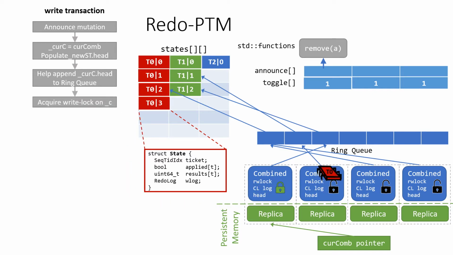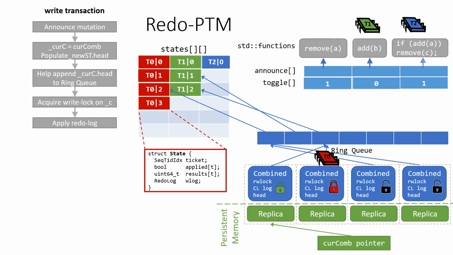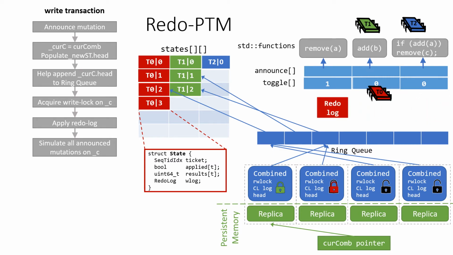Then it will search for an unused Combined instance and it will acquire its write lock to gain access to its corresponding replica in persistent memory. Then it will apply the redo log so that it brings it up to date to be similar to the replica to which the curComb pointer is pointing. And in the meantime, other threads may arrive and publish their own operations. Then it will aggregate all the operations and simulate them on the replica in place, and at the same time create an undo and redo log. This redo log is saved on its own state entry.